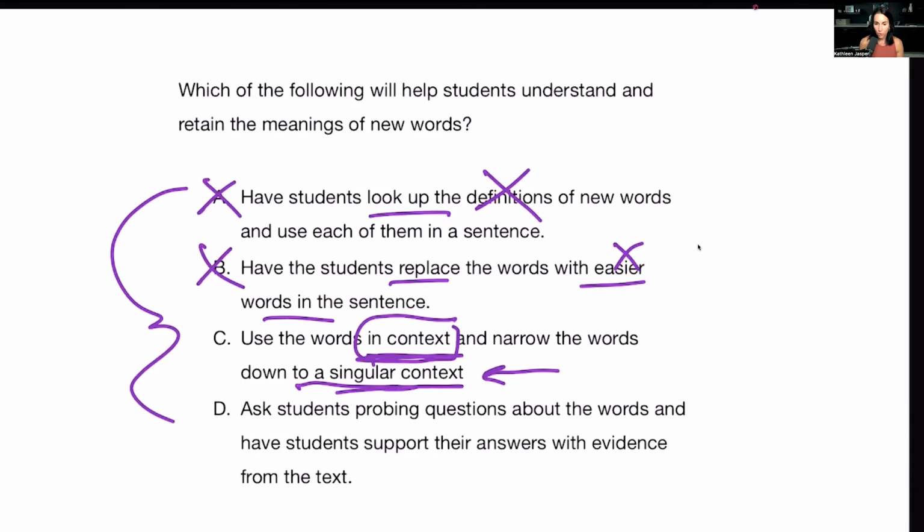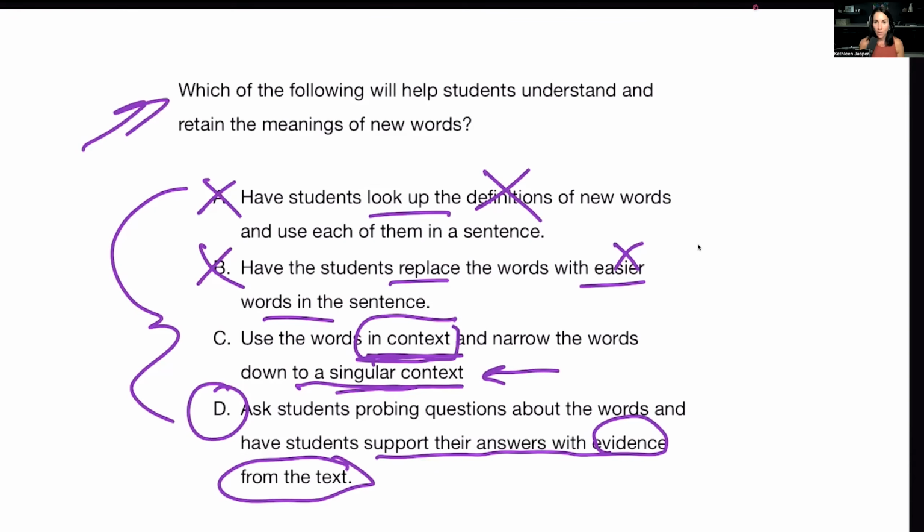D, asking students probing questions about the words and have students support their answers with evidence from the text. Those are really good words. And D is looking like it's my number one contender. Let's read the question. Which of the following will help students understand and retain the meanings of words? Well, the best answer choice here is D, because when we ask probing questions, they're using their higher order thinking skills to answer those questions, and using evidence from the text reinforces the meaning of those words because they have to go back in the text and say, here is why I think this. And that helps them retain the meaning of words. So that's why D is the best answer.